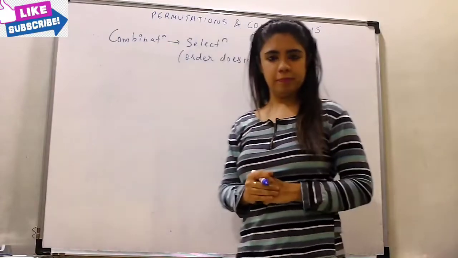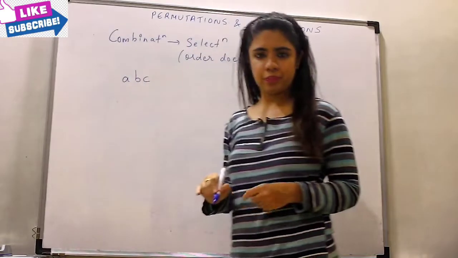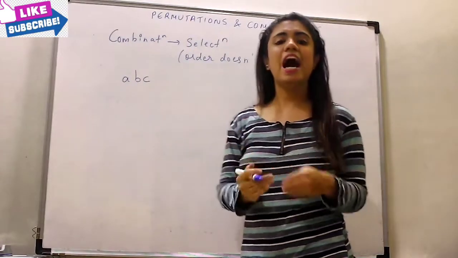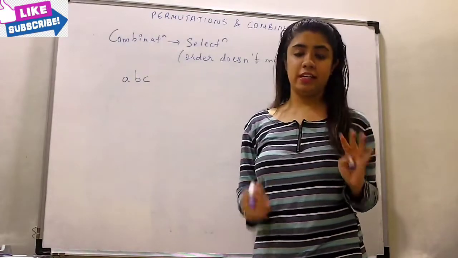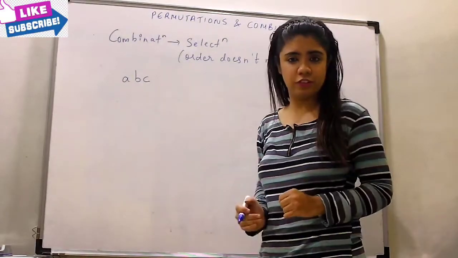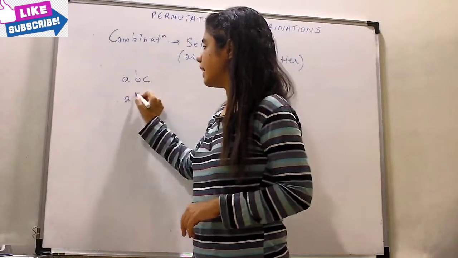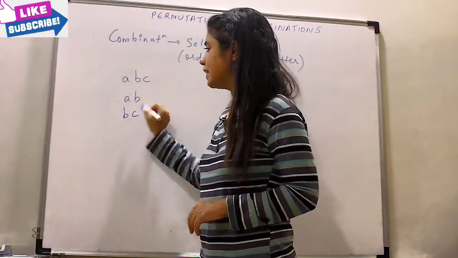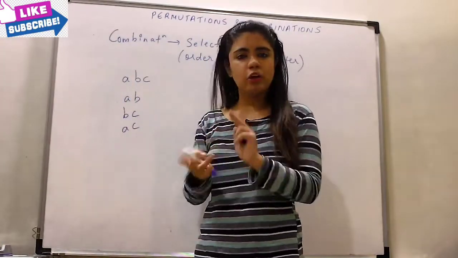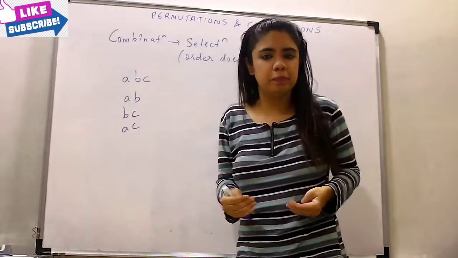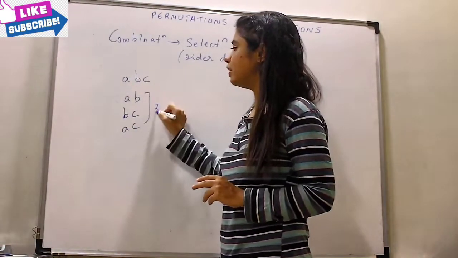Now let's take an example. Suppose I tell you I have 3 subjects A, B, C. In how many ways can you select 2 out of the 3? Now understand, I have to select 2. So I can select AB, I can select BC, I can select AC. Now AB or BA, order does not matter. I just have to pick people. So AB, BC, AC. So there are 3 ways.